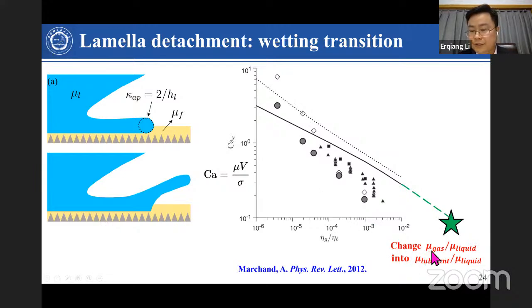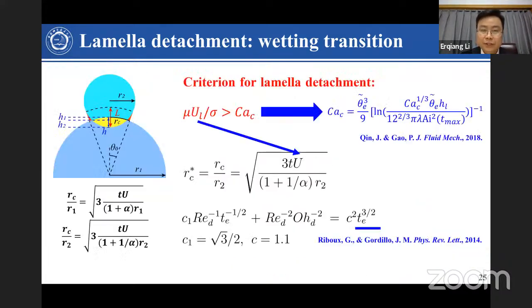We changed the viscosity ratio from gas and liquid to liquid and liquid, because this viscosity is much higher than gas viscosity, right? So we assume that we can bring down this capillary number a lot. That means we will make cavity formation much easier. Of course, we already see the result, but now we want to calculate these things and verify it with experimental data. So the criterion for lamella detachment is this.